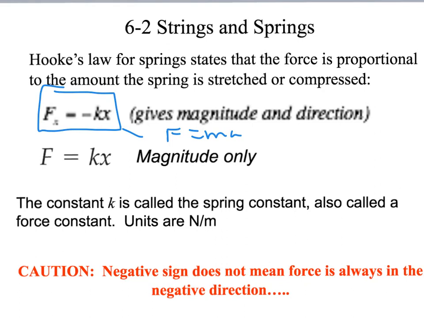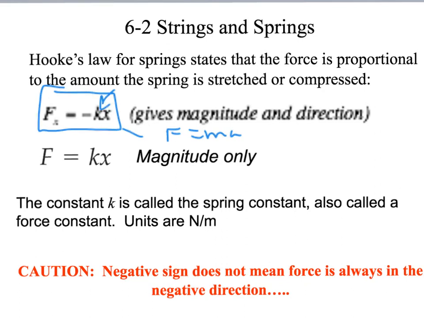But what Hooke's law is, it's a statement for springs that says that a force is directly proportional to the amount the spring is stretched or compressed. And that amount that the spring is stretched or compressed, that's what the letter K is.